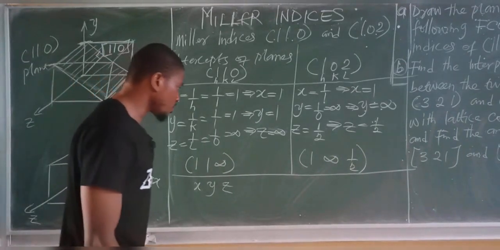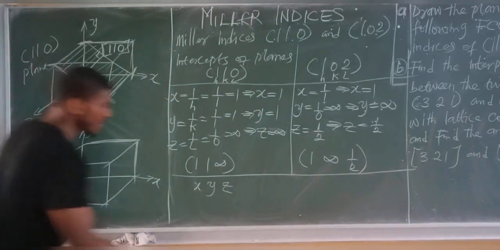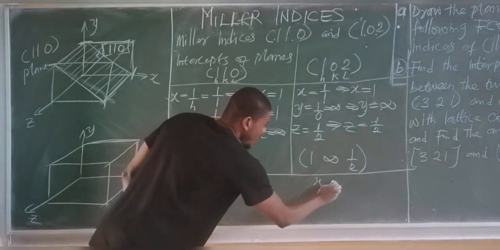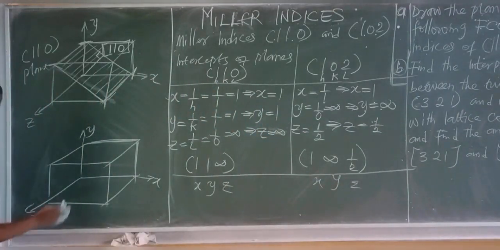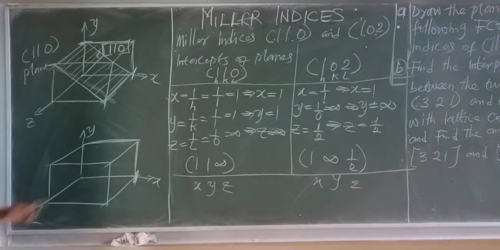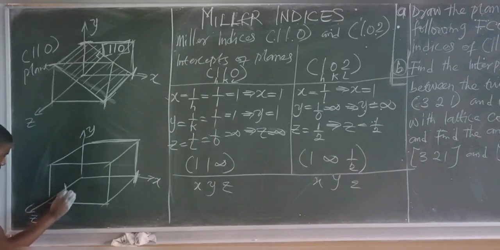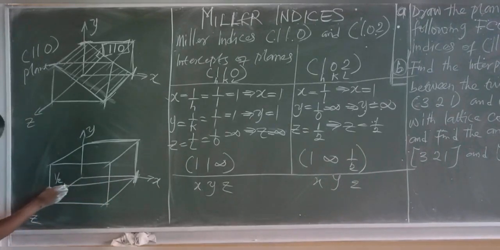The next says we should plot the 1, infinity, and half plane. So this cuts x at 1, cuts y at infinity, and cuts z at half. So from the origin, this is x and this is completely 1. It cuts y at infinity, which means it does not exist, so there is no y term there, and it cuts z at half. So if from here to here is 1, it means half is somewhere around the middle, 1 over 2 in z. So join x and z together and we'll have something like this.